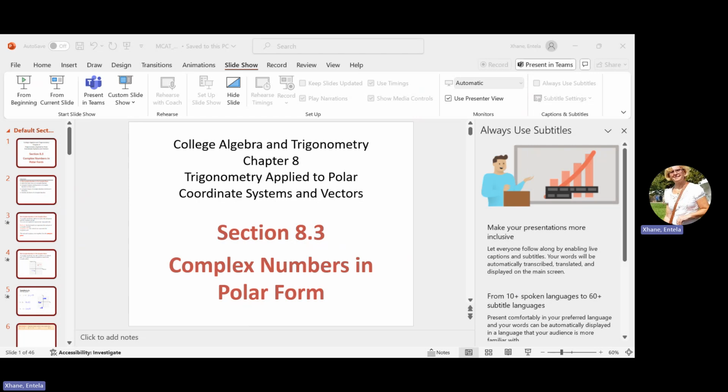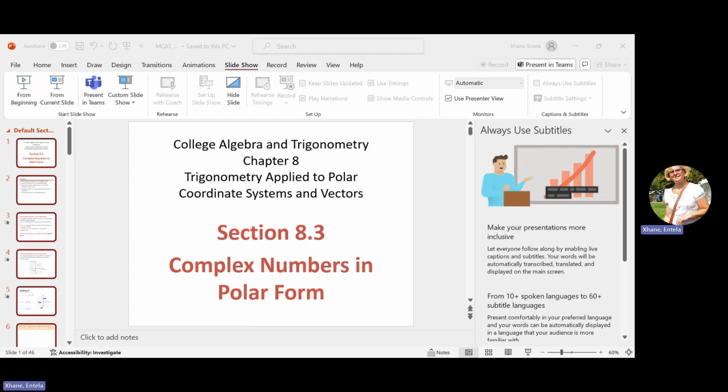Because of the way we name the axes: we call the horizontal line the real axis and the vertical line the imaginary axis. This is how you understand, okay, now I'm plotting a point using A and B in the complex plane or the complex coordinate system.